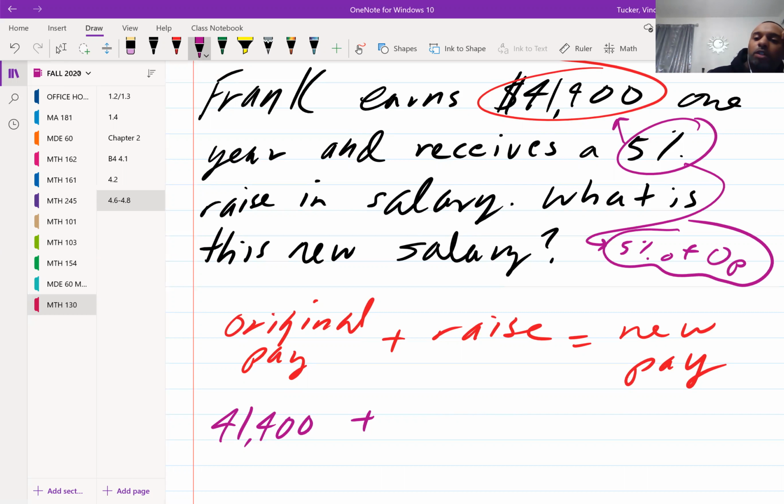Right. So of mathematically means multiplication. So we're talking about 0.05 times 41,400. And then that's going to equal our new pay.